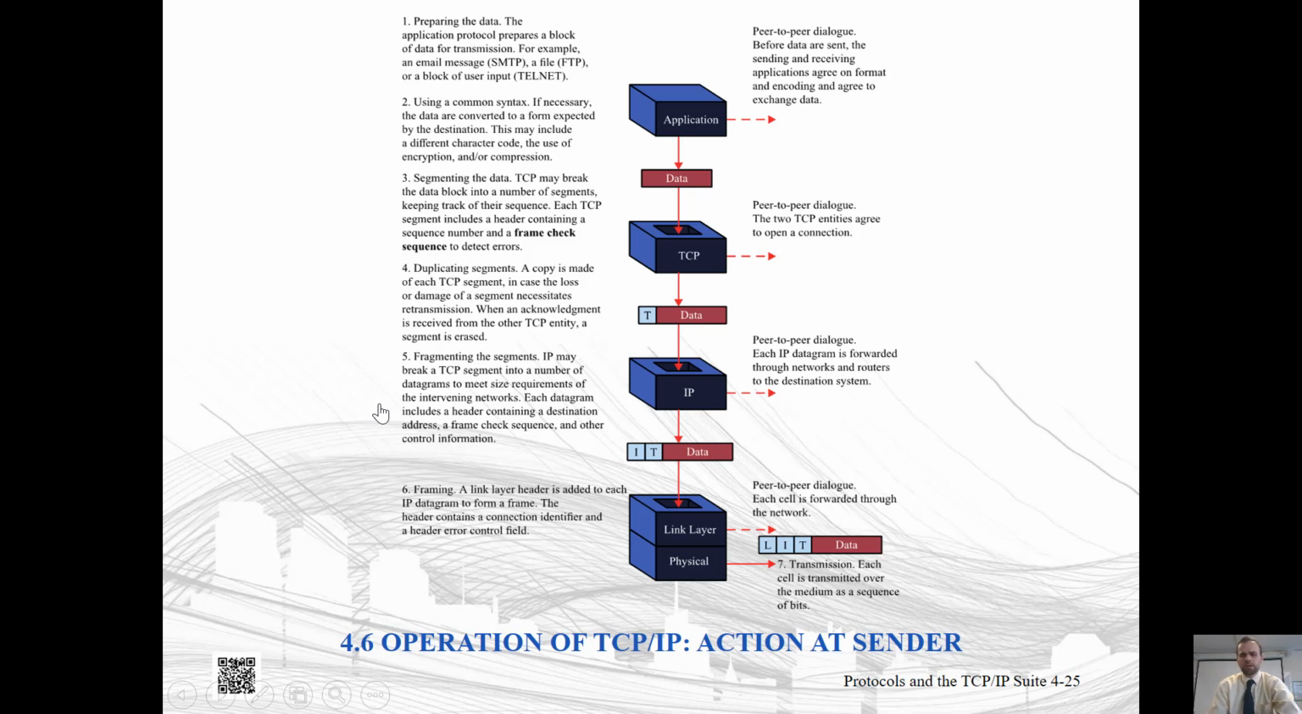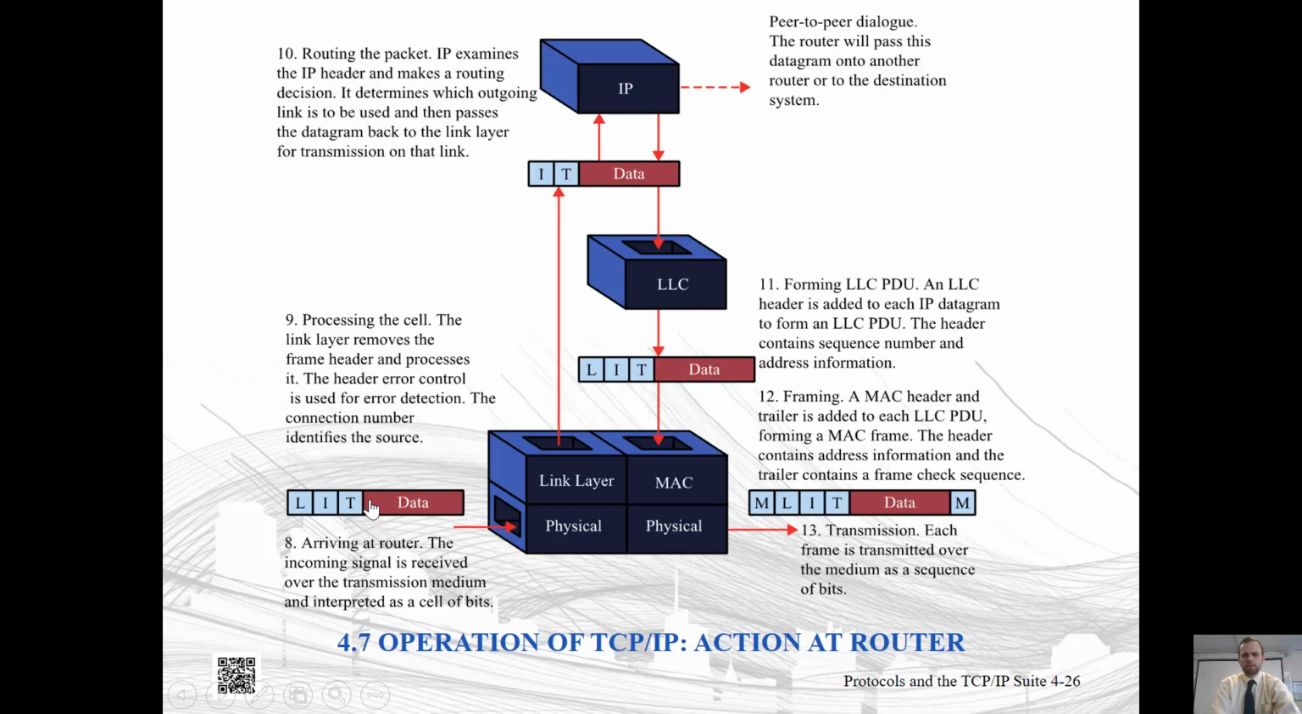And then there may need to be a fragmenting of the segments, in which the IP may break a TCP segment into a number of datagrams to meet size requirements of the intervening networks. And then framing, which is a link layer header, is added to each IP datagram to form a frame. So this is essentially how a TCP/IP action at the sender would operate.